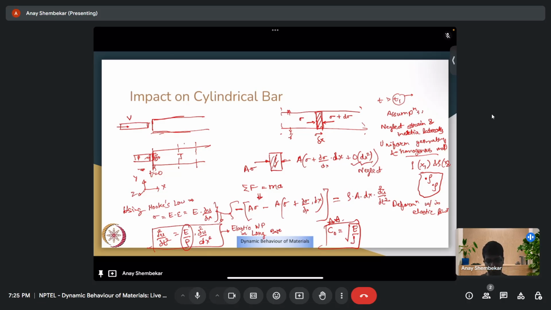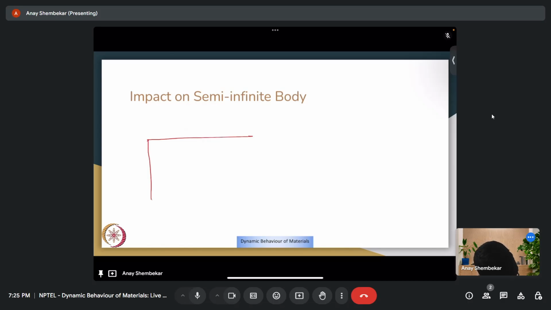If we move into a semi-infinite body and impact on the same, we see a much different picture. Suppose I'm dropping a projectile P, and this is my target. Once it reaches here, I'll show this in dotted line. At t equal to 0, it will impact, and then for t greater than 0, elastic waves are generated. We are still in the realm of elastic waves for today's entire session. The other types of waves will be encountered later.